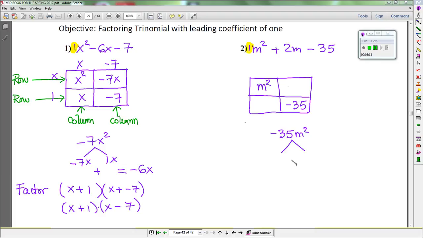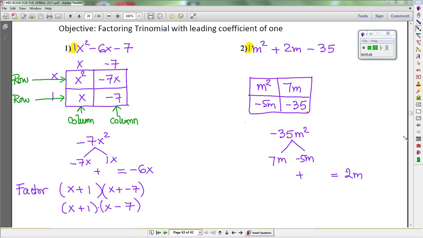Then you want to factor. Again, m squared is m times m, and then negative 35. Now the goal is that these two coefficients, when you add them up, have to give us 2 for the m. So for negative 35, the factors will be 7 times negative 5, because if you add them up, that will give us 2. So therefore you put 7m and negative 5m.